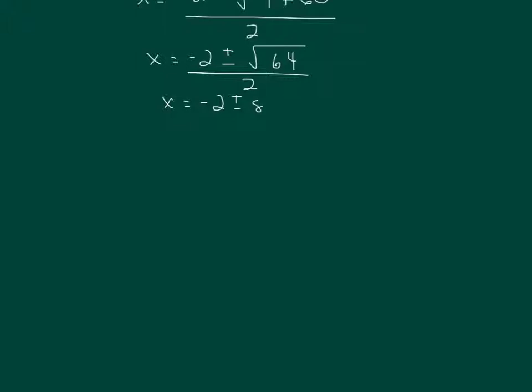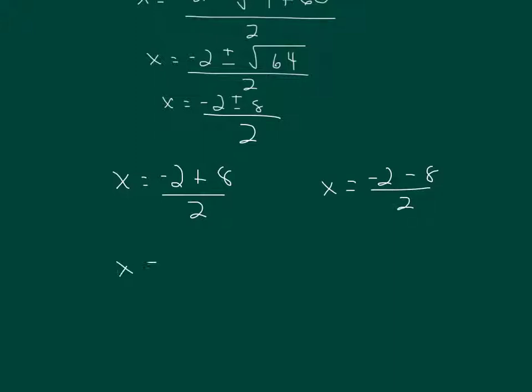All over 2. So x equals negative 2 plus 8 over 2, or x equals negative 2 minus 8 over 2. So x equals 6 over 2, which is 3. And x equals negative 10 over 2, which is negative 5. Whew. These aren't hard, which is cool. It's just kind of a lot of work, right? They turn out being kind of long.